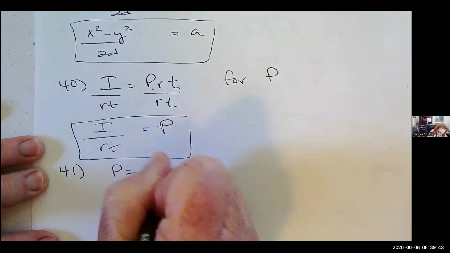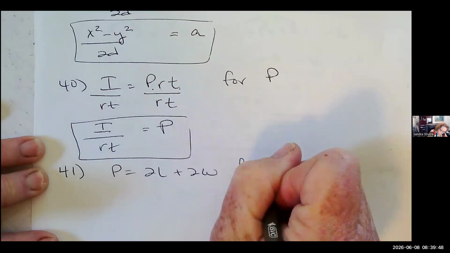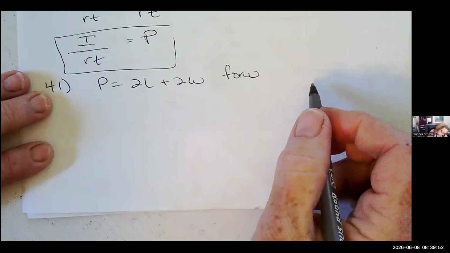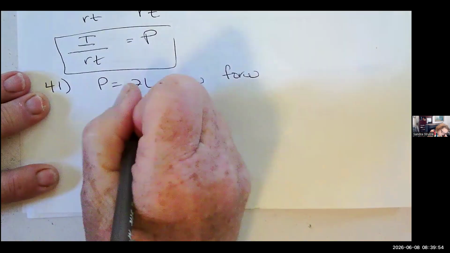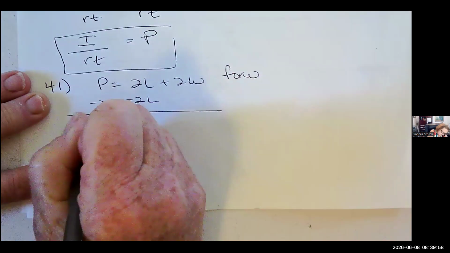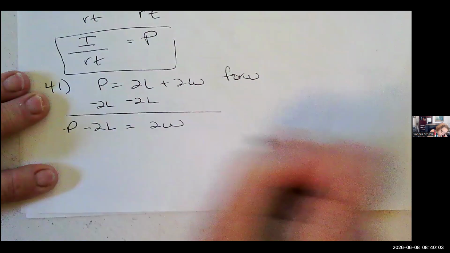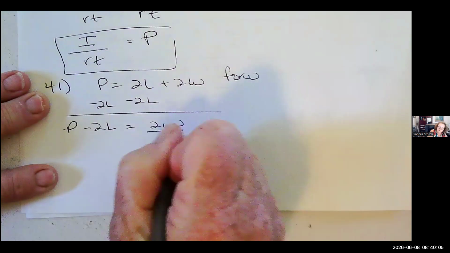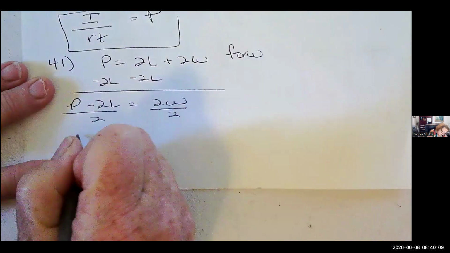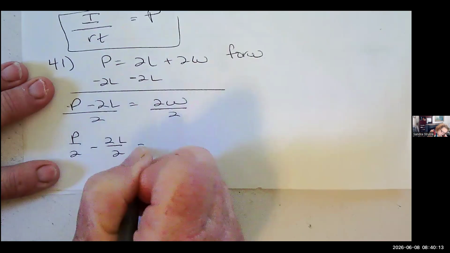41. And this one's for W. I need to move my 2L over first. P minus 2L is equal to 2W. And then we're solving for W, so divide both sides by 2. Now, again, you can separate these. P over 2 minus 2L over 2. These reduce and give you P over 2 minus L equals W.